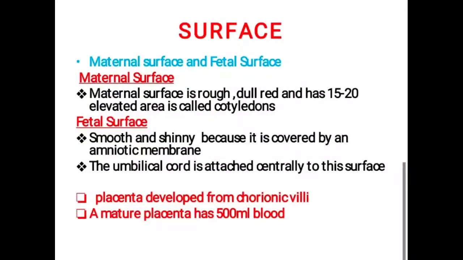Next, we will discuss the fetal surface of the placenta. The fetal surface is smooth and shiny because it is covered by the amniotic membrane. In the center of the fetal surface, the umbilical cord is attached. The placenta develops from the chorionic villi, and the mature placenta holds about 500 ml of blood.